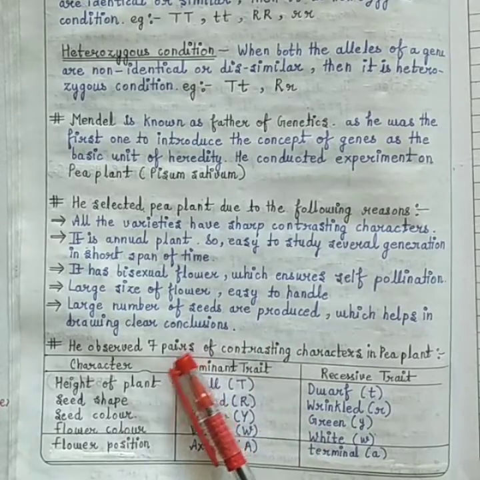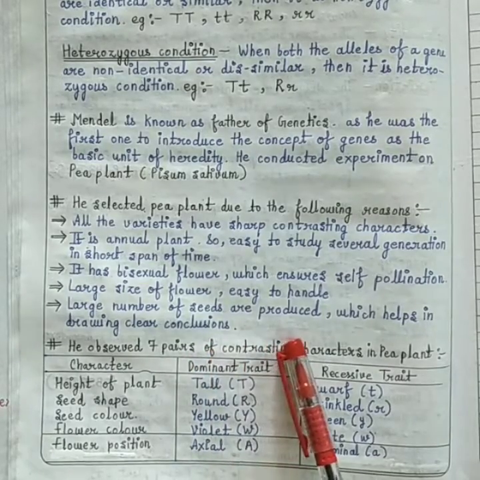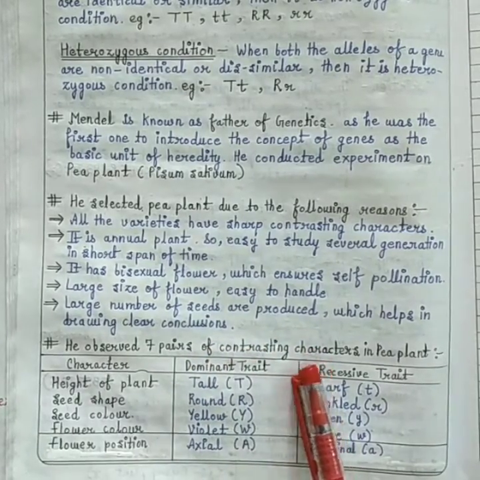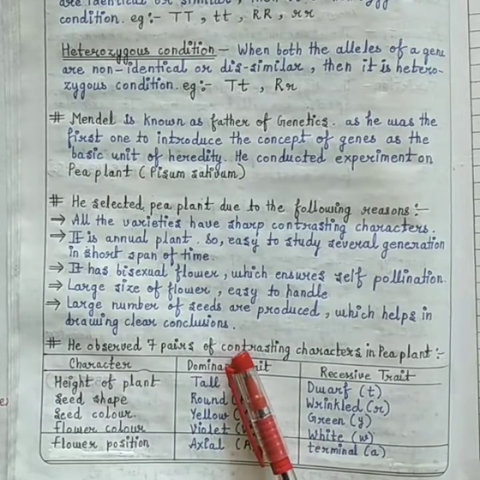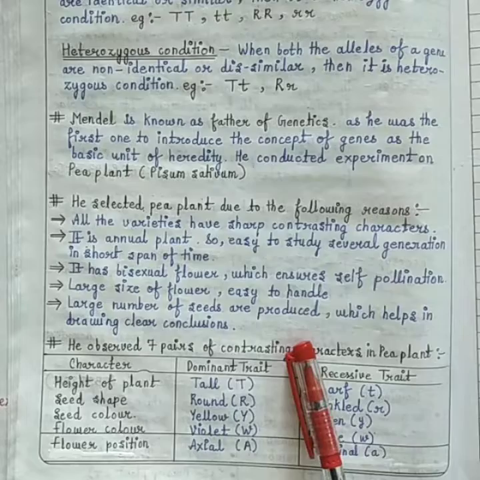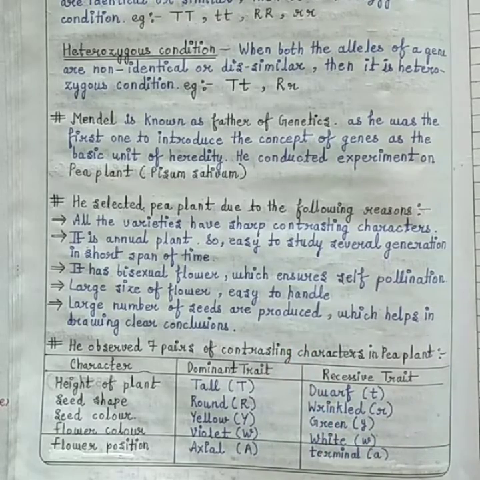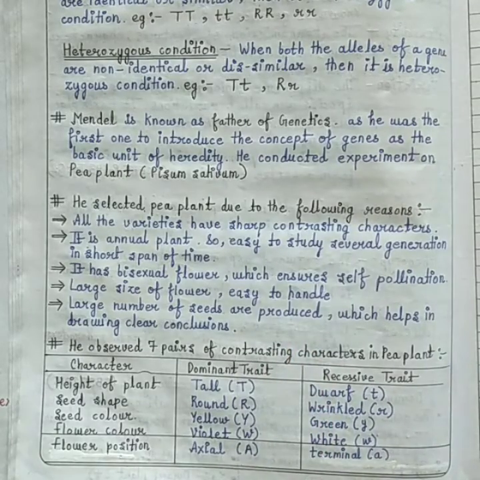The other reason is large number of seeds were produced. Now large number of seeds are produced, so it helps in drawing clear conclusions. Suppose एक seed में कोई conclusion हम नहीं निकाल पा रहे हैं, so we have number of seeds available. So these were the reasons why Mendel selected pea plant.